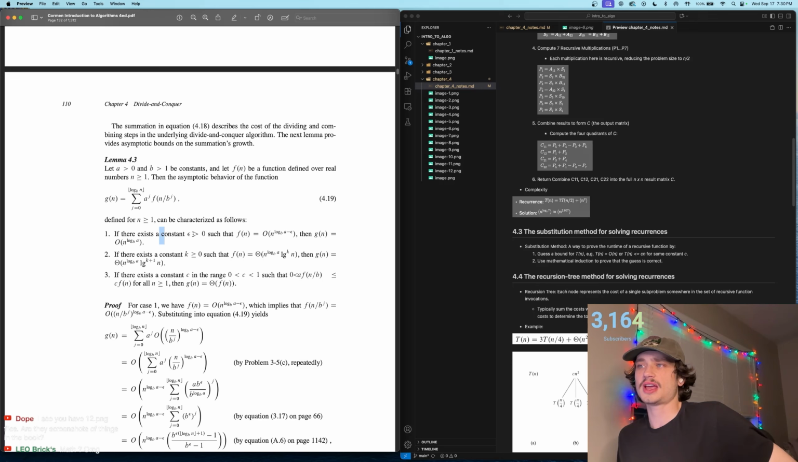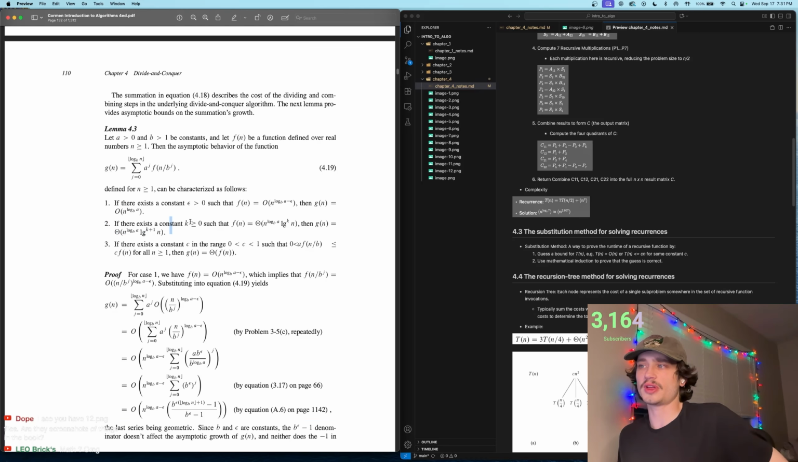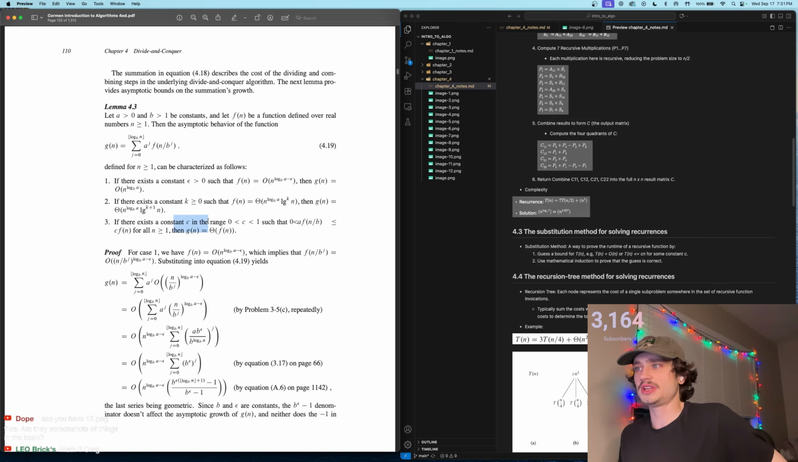If there exists a constant epsilon greater than 0, such that f of n is equal to big O of n to the power of log base b of a minus epsilon, then g of n is equal to big O of n to the power of log base b of a. If there exists a constant k greater than or equal to 0, such that, proving for big theta, f of n is big theta of n to the power of log base b of a times log to the power of k n, then g of n is big theta of n to the power of log base b of a times log to the power of k plus 1 n. If there exists a constant c in the range 0 to 1, such that 0 is less than a times f of n over b, which is less than or equal to c times f of n for all n greater than or equal to 1, then g of n is big theta of f of n.